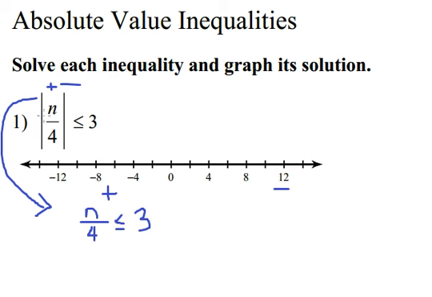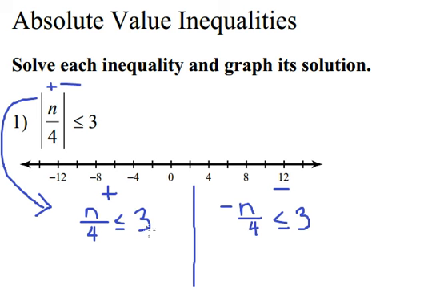For the negative form, what you would do is change all of this into a negative expression. So negative n over 4 is less than or equal to 3. The only thing I'm going to change for the sign is the n over 4 because that's the only thing that's within the absolute value signs.